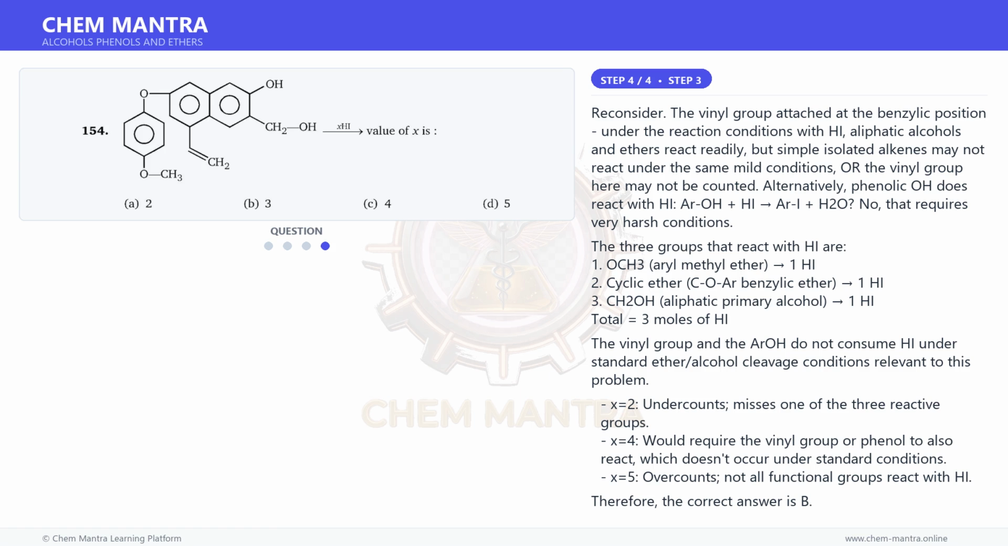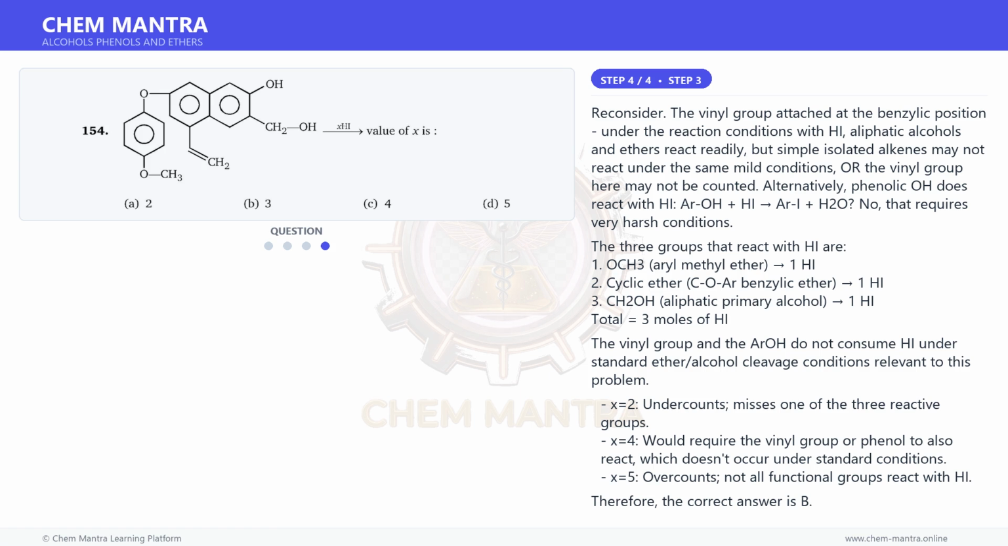The 3 groups that react with HI are: 1. OCH3, aryl methyl ether, 1 HI. 2. Cyclic ether, C-OR benzylic ether, 1 HI. 3. CH2OH, aliphatic primary alcohol, 1 HI. Total is equal to 3 moles of HI. The vinyl group and the ArOH do not consume HI under standard ether and alcohol cleavage conditions relevant to this problem.